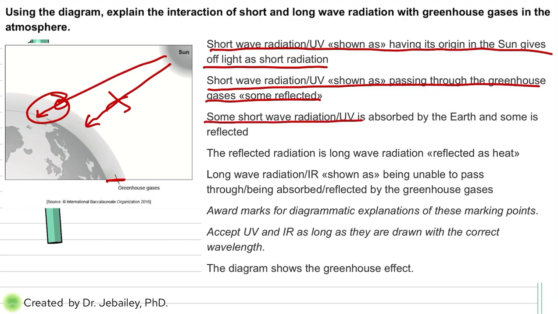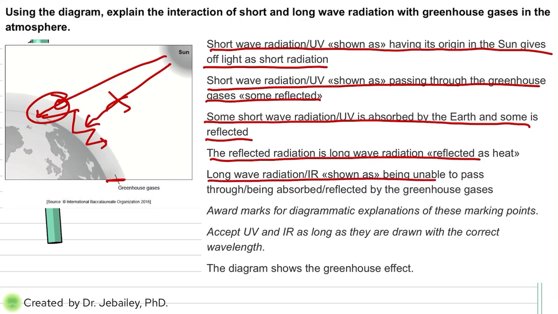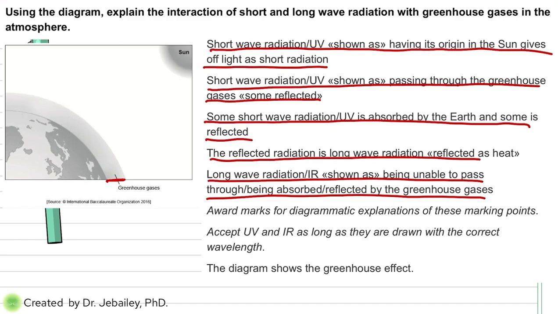Some radiation is absorbed by the earth and some is reflected. And that's what we put here, and then it comes out. Reflected radiation is long wave radiation, and that's what I did. These guys that were like this, I said it was long. Long wave radiation is unable to pass through, being absorbed and reflected by the greenhouse gases. So you can see, let me make this more clear for now. You can see that the long waves, I showed that they were not passing the greenhouse gases, right? It was trapped in there.